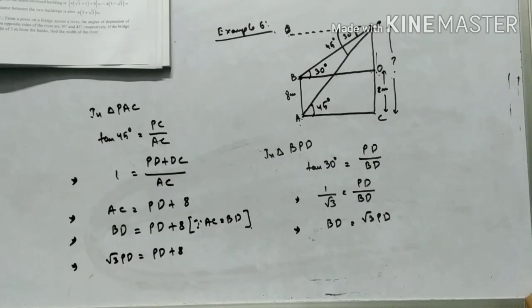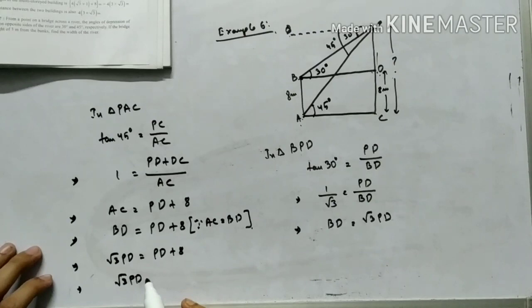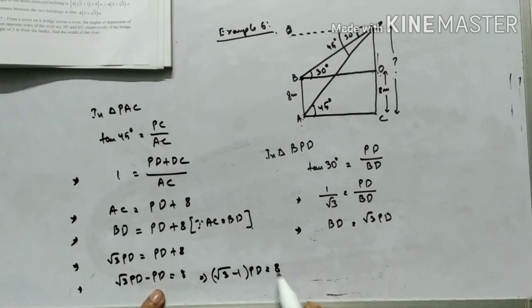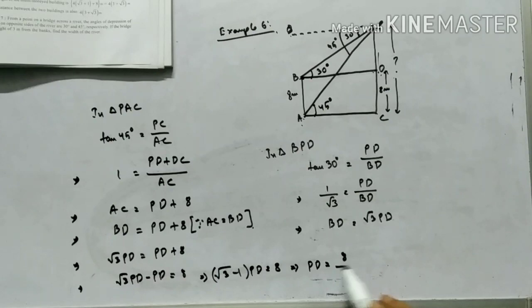Understand? So now this PD I will send to this side, so I will get root 3 PD minus PD is equal to 8. Okay, so this is PD. If I take it common, I will get (root 3 minus 1) PD is equal to 8. So PD is equal to 8 by (root 3 minus 1). Okay, 8 by root 3 minus 1.